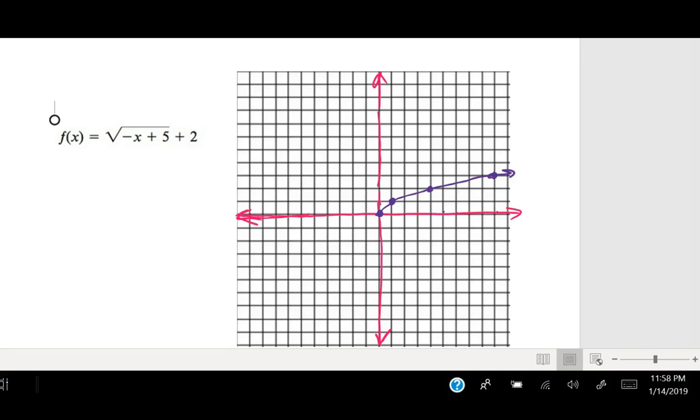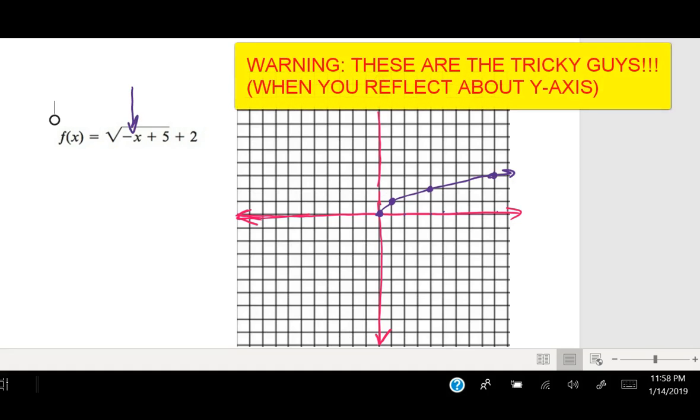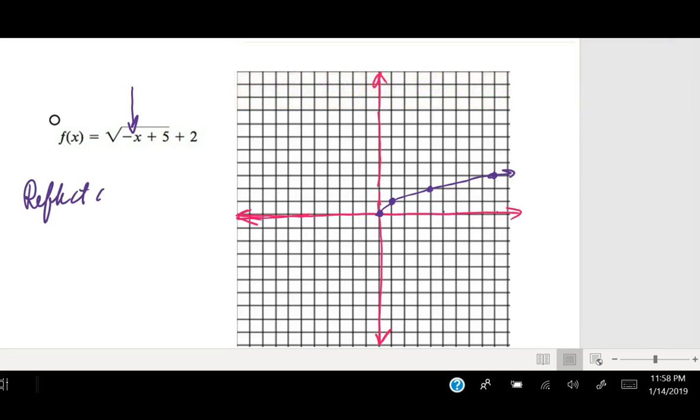So the first thing I want to always look for is my reflection, okay? If there's a minus in front of the expression, it will be reflected about the x-axis. But here we have a special one. We have a minus in front of the variable x itself. So we're going to reflect about the y-axis. When this happens, warning, everything goes haywire, because now you've reflected about the y-axis.